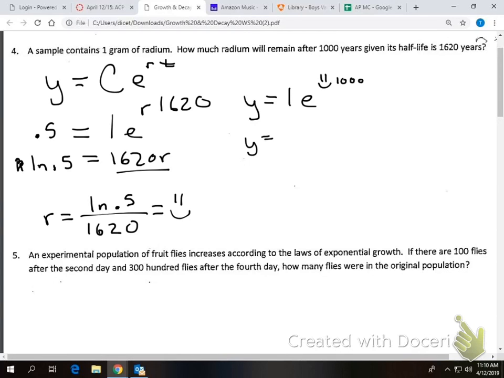How many grams do we have? 0.652 grams. You're feeling good about that one? You're like, oh my gosh, this is great, Mr. Dice. Good. I'm glad, guys. Easiest thing you've done all year? Okay, careful. Just careful there.